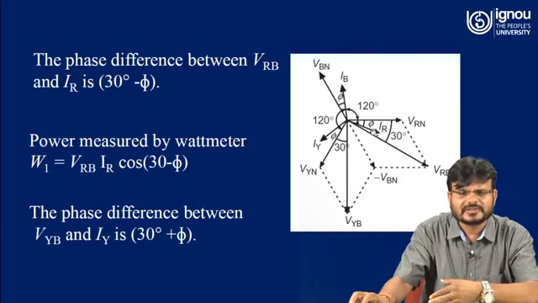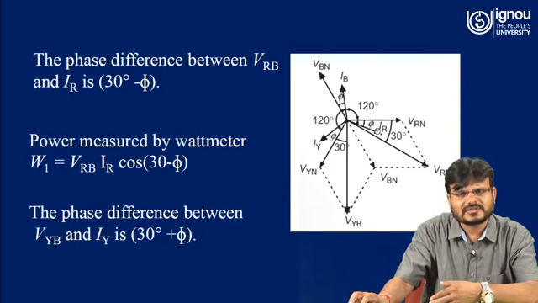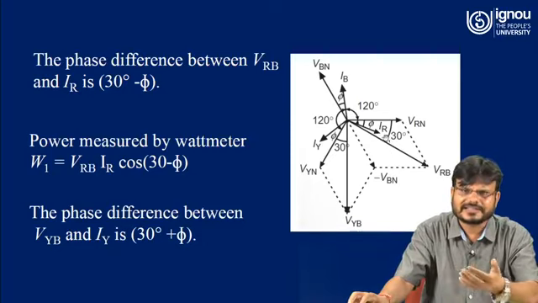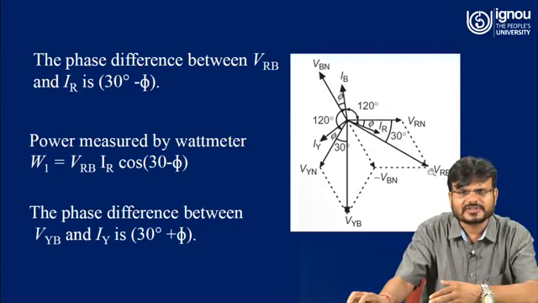So what is the angle between these? The angle between VRN and VBN is 60 degrees, and it is just because we are assuming that VRN and VBN are equal, that means VRB will lag with respect to VRN by 30 degrees. Here you can say there is a lagging current, and this current lagging is phi. So here you can notice the phase angle between this current IR and VRB is equal to 30 minus phi. So what is the power measured by W1?